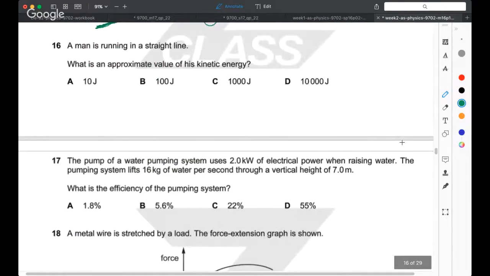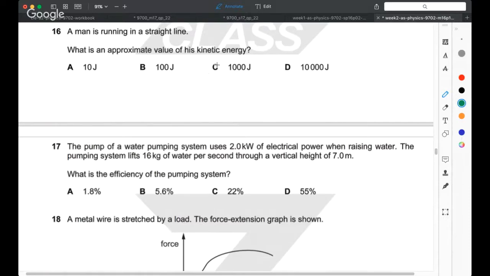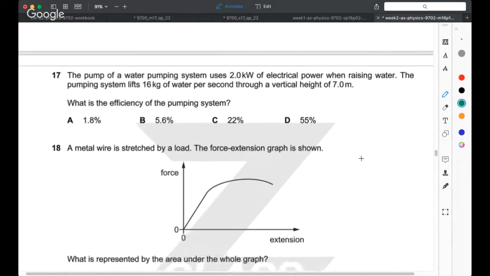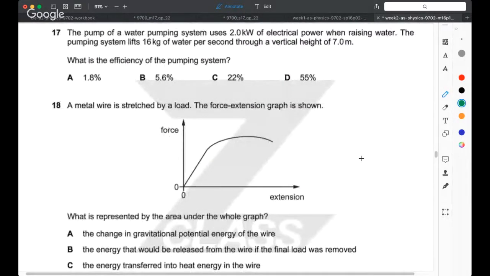Do you understand this one? Okay, wait, I've tried. Mine is showing the approximate value of kinetic energy. C. How do you know that? There's a table we have to memorize. Yeah, I try to memorize it, but some things I don't remember. Okay. 17 gigawatts. Raising power. Efficiency. Okay.